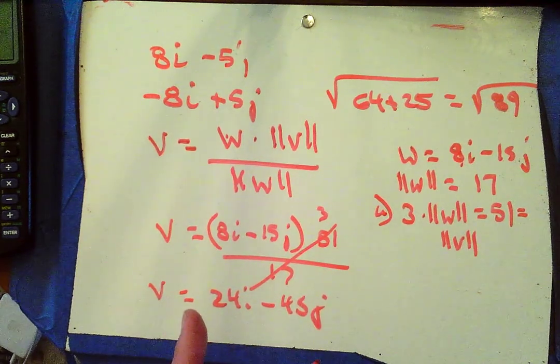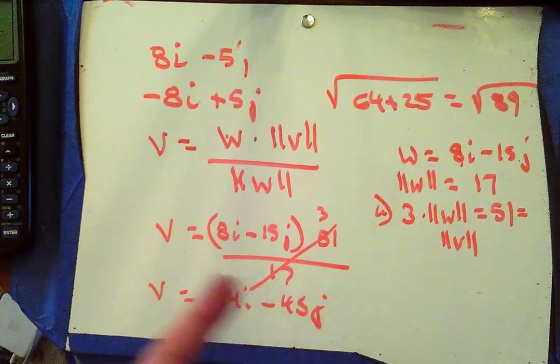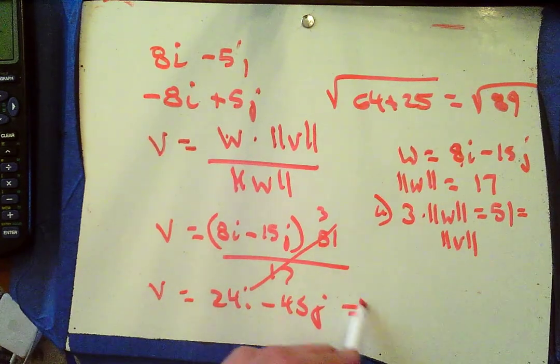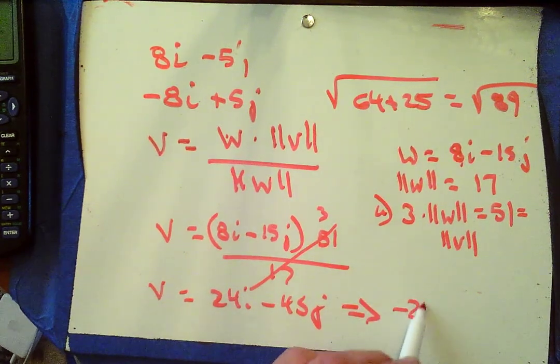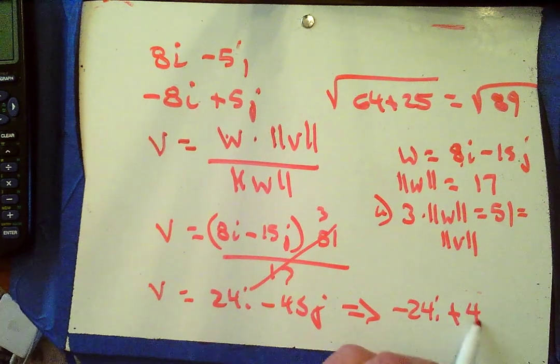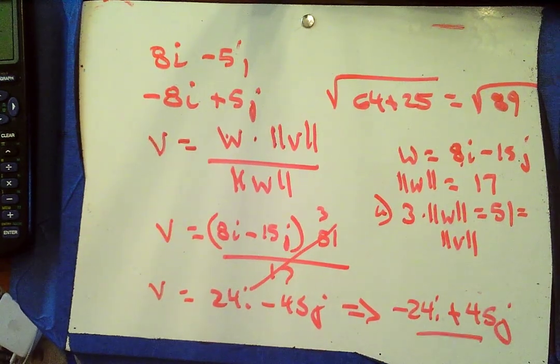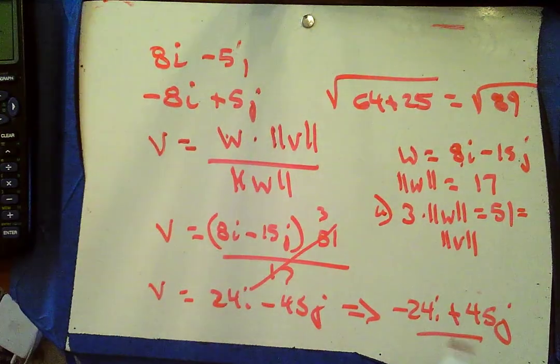But wait a moment, that's in the same direction, and I want to go in the opposite direction. Therefore, we want negative 24I plus 45J. Okay, it's not hard math, but there's a lot of vocabulary and thinking to go on here.